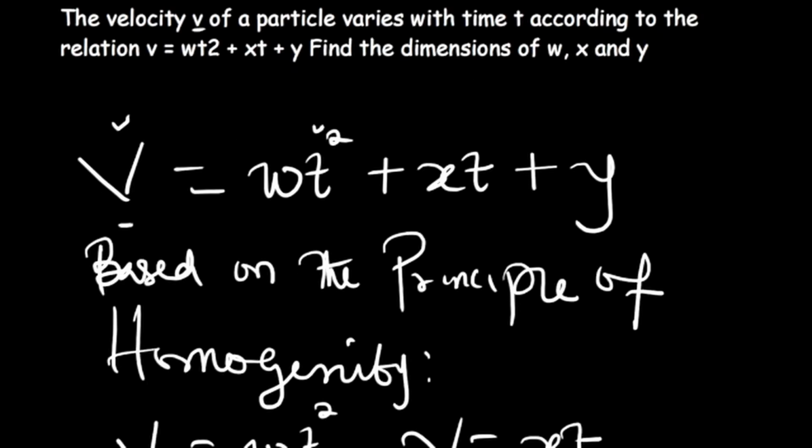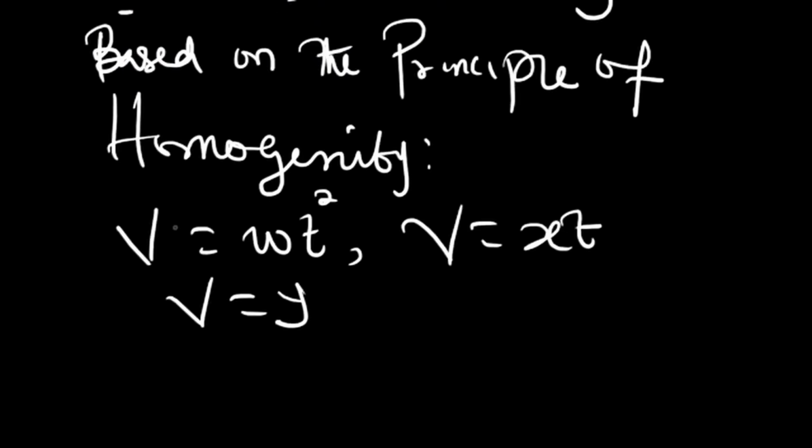If truly velocity is equal to everything on the right, then it means that it's also equal to them when equated separately. You see, velocity is on the left. It's equated with everything on the right. If velocity is truly equal to everything on the right, then it's also equal to them when equated separately, just like I have done right here. You can see it. v is equal to wt², v is equal to xt, and v is also equal to y.